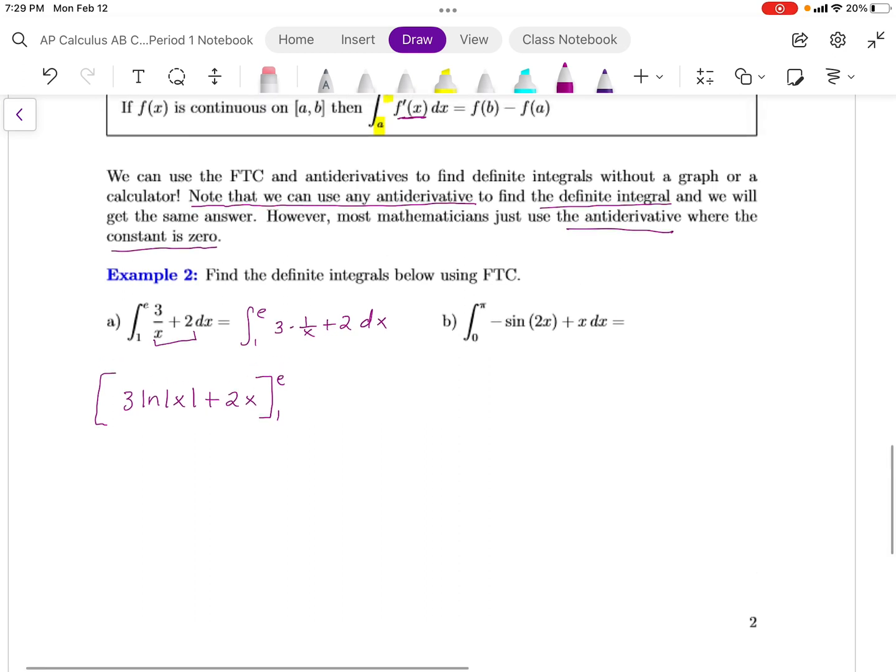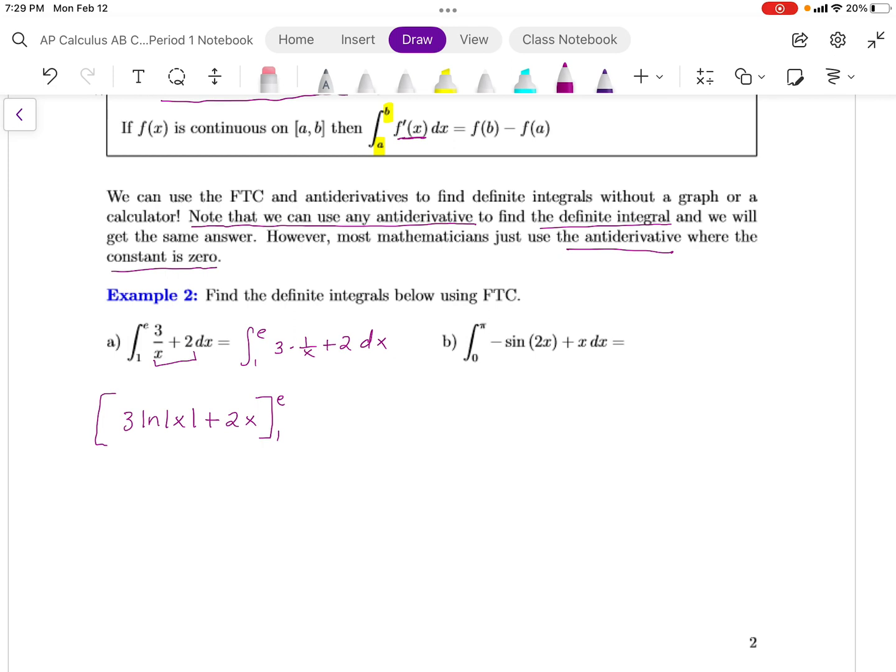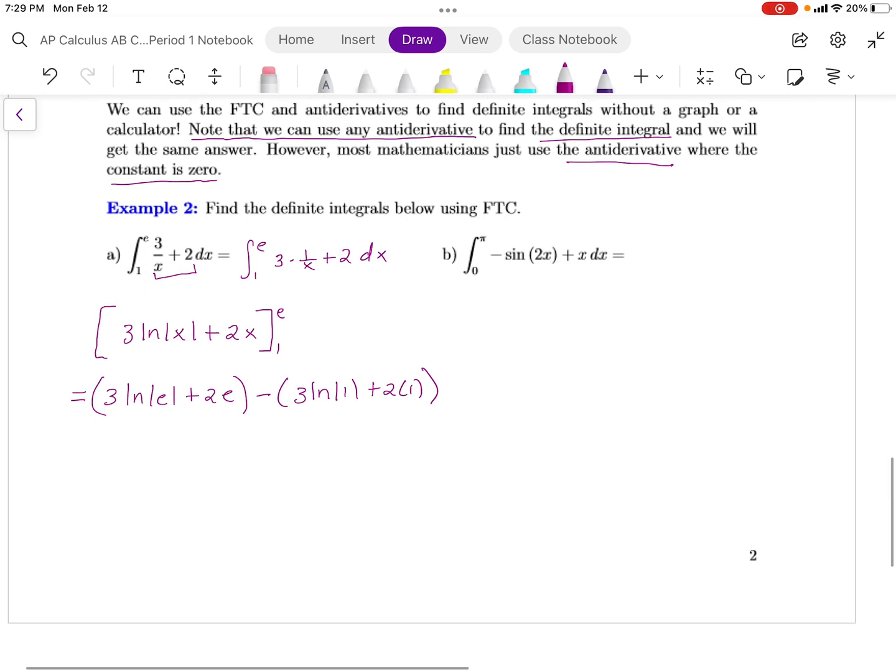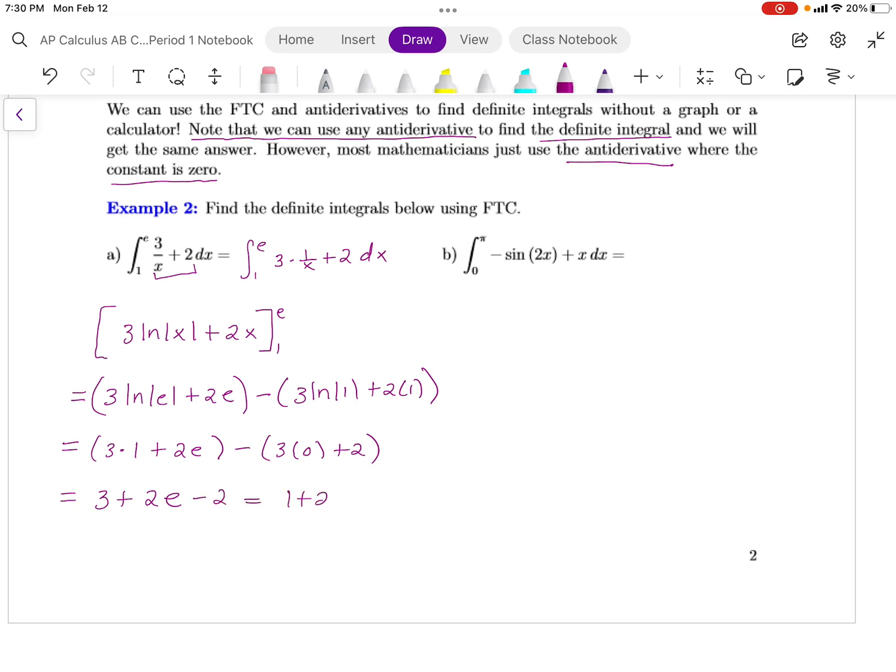And so now I'm just going to plug in my bounds. What is my b value? It's the e, right? And my a value is the 1. So I'm going to plug in e. This is going to be 3 ln absolute value of e plus 2e, and this whole thing is subtracted by 3 ln absolute value of 1 plus 2 times 1. Now simplifying this, ln of e is 1, so this is 3 times 1 plus 2e, minus, and then ln of 1 is 0, so this is 3 times 0 plus 2. So I'm getting 3 plus 2e minus 2, which is the same thing as 1 plus 2e.